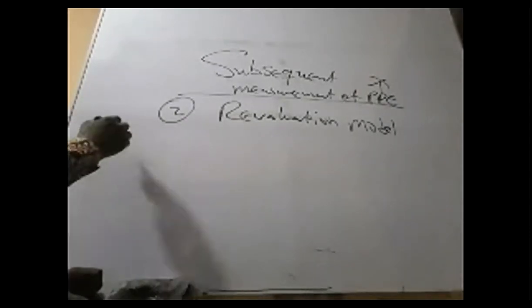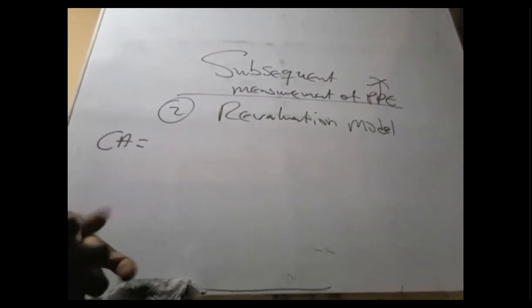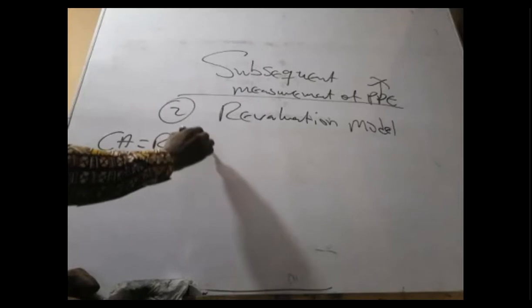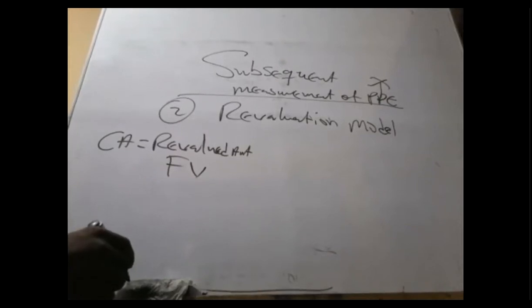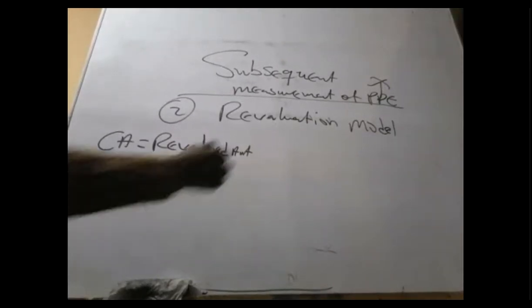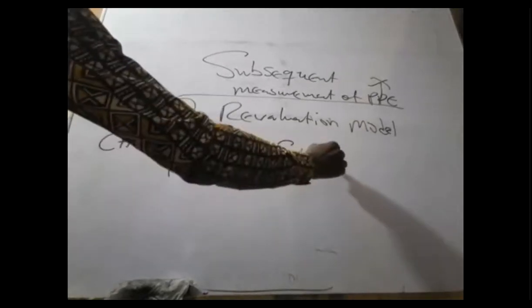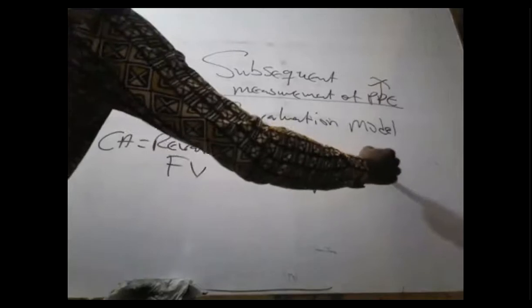Okay, so under the revaluation model, the carrying amount, CA, is equal to the revalued amount, which is the same as fair value, less subsequent accumulated depreciation, minus subsequent accumulated impairment loss. That is it.